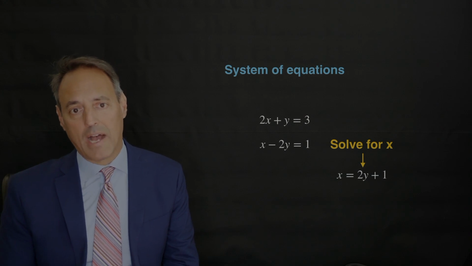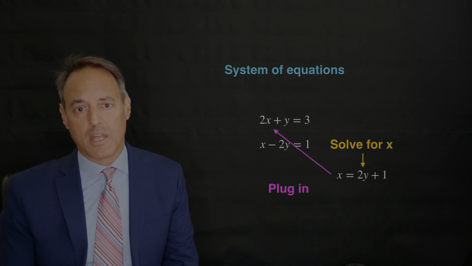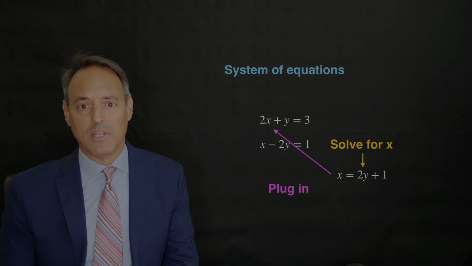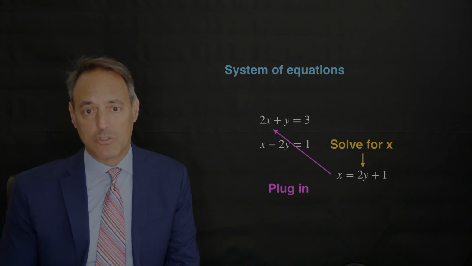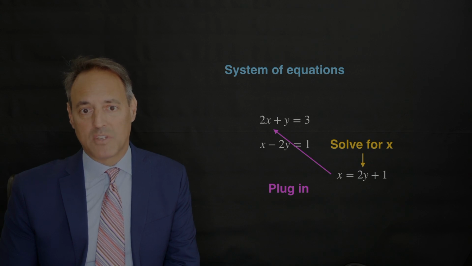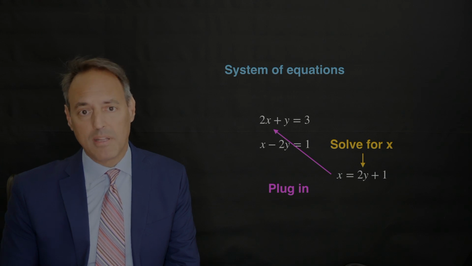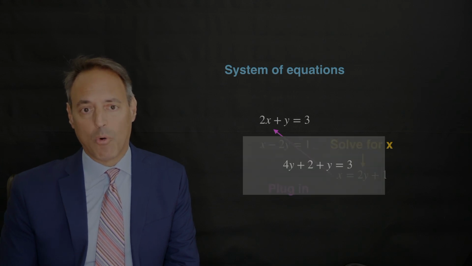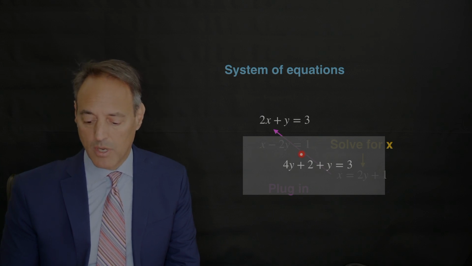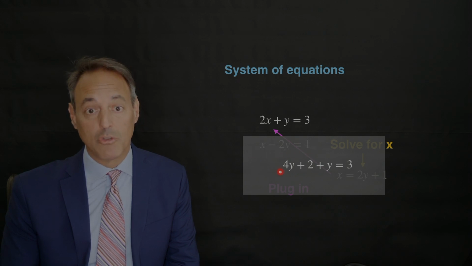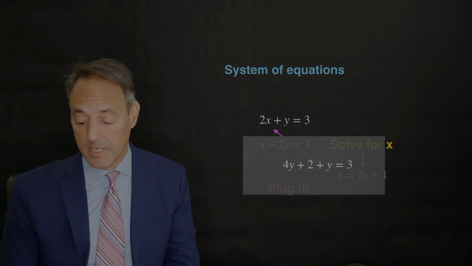Once we have that, we plug it back into the other equation. So now that I have x in terms of y, I can plug it into the first equation, and I have 2x, which now that x is 2y plus 1, that 2x is going to be 4y plus 2. If I plug that back into that equation, that 4y plus 2 comes in. This was the original 2x here, but now using the second equation to fill this in terms of y, plus y is equal to 3.